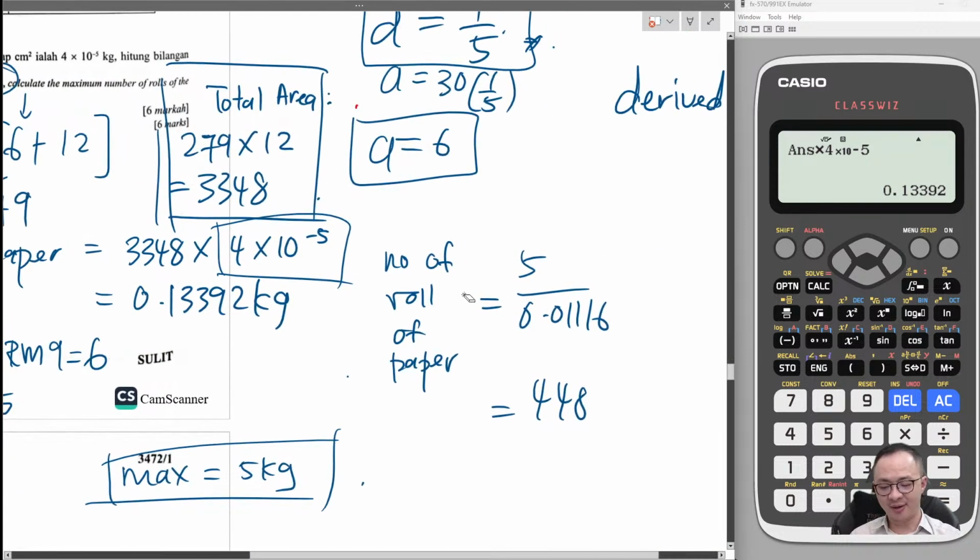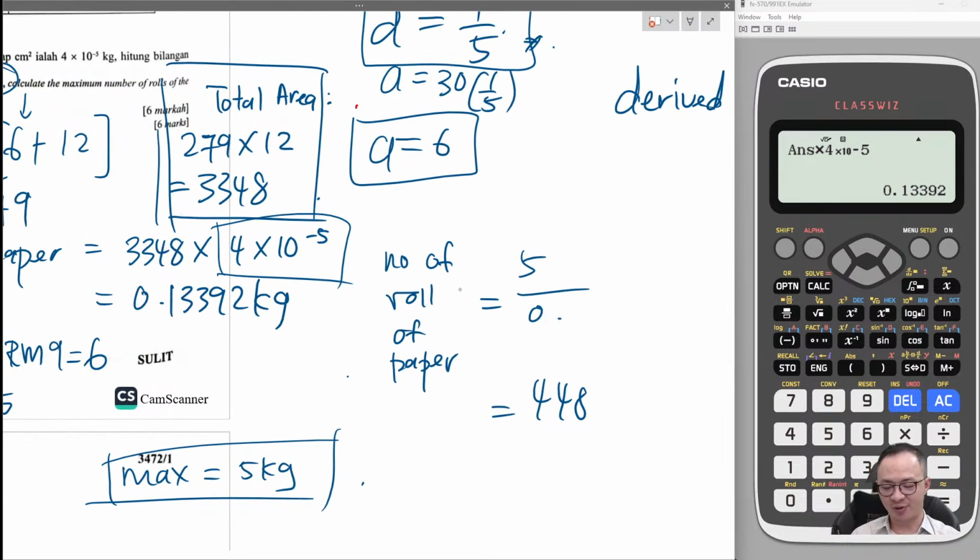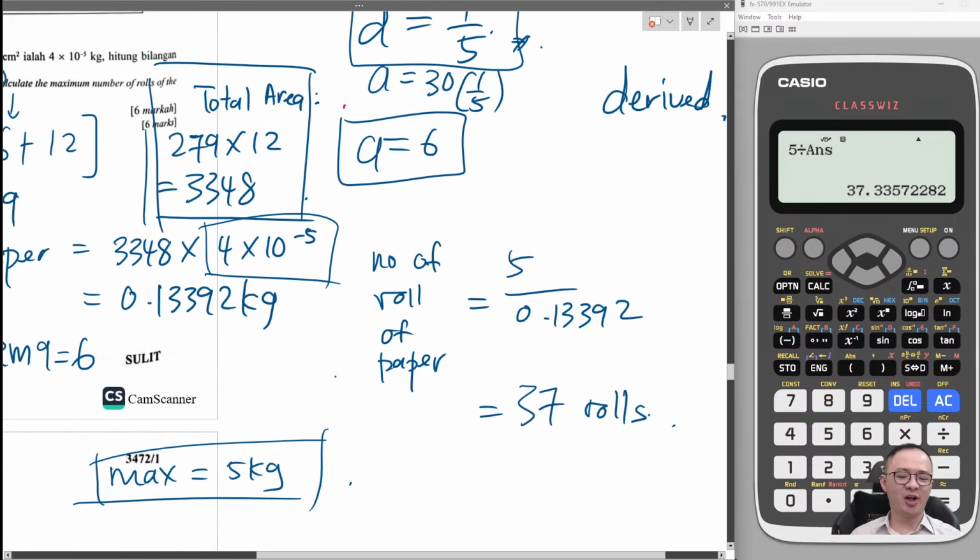Then here, I will divide 5 by my answer, 0.13392. So I will get about 37 rows. Done. The money is not enough for 38 rows, so it's fine.